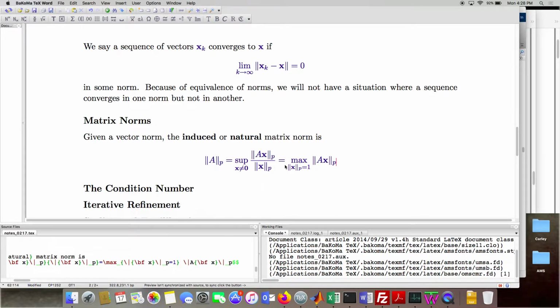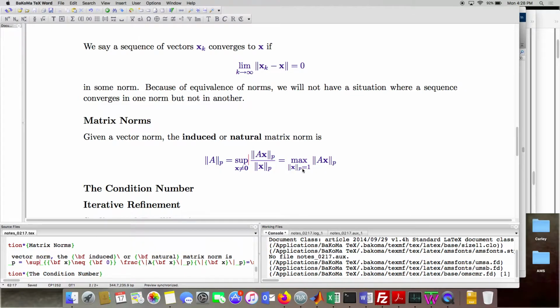A technicality: the reason I can say max here, but I cannot there, is that the set of all vectors that have a norm of 1 is a compact set, closed and bounded. A continuous function, which the norm is, on a compact set is guaranteed to have a maximum and a minimum. The supremum over all non-zero vectors x in the whole space, so everything except the origin, is not a compact set, and therefore not guaranteed to have a maximum.